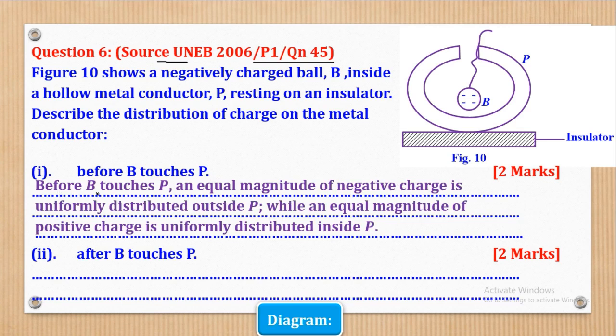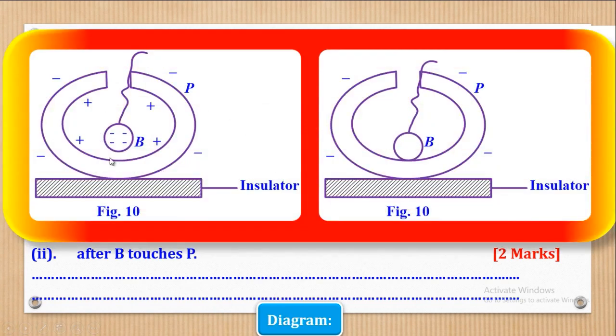So here we shall say that before B touches P, an equal magnitude of negative charge is uniformly distributed outside P, while an equal magnitude of positive charge is uniformly distributed inside P. So basically that's what they wanted in Roman 1, and let's see how that comes about in the diagram. So this is the diagram. Before it touches this hollow can, inside it will be positively charged and outside there will be a negative charge.